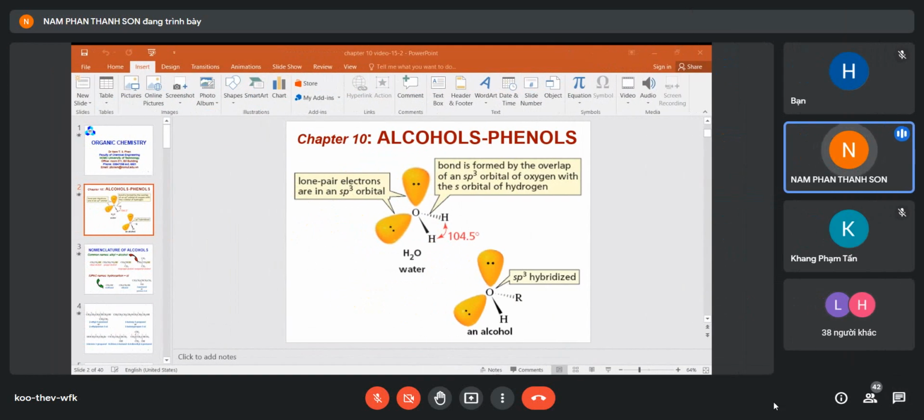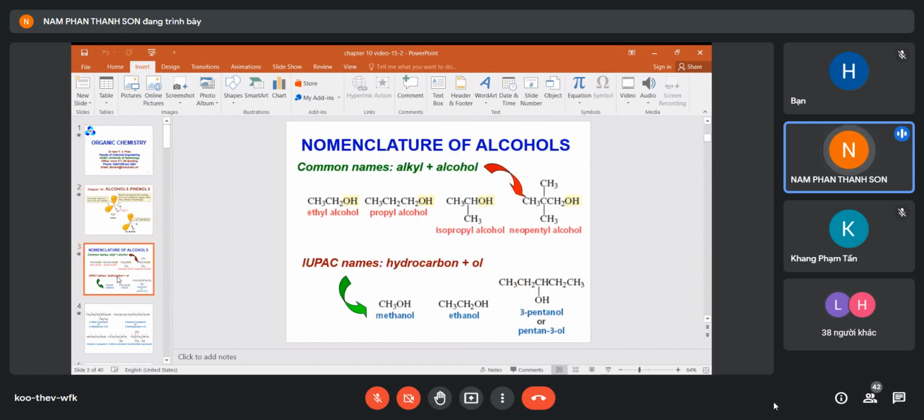Okay. Today we study chapter 10. Chapter 10. Alcohols and phenols. You know, alcohol and phenols, we have OH. In alcohol, we have OH connected with sp3 carbon. In phenol, we have OH connected to aromatic ring. Okay, first we go through alcohols.